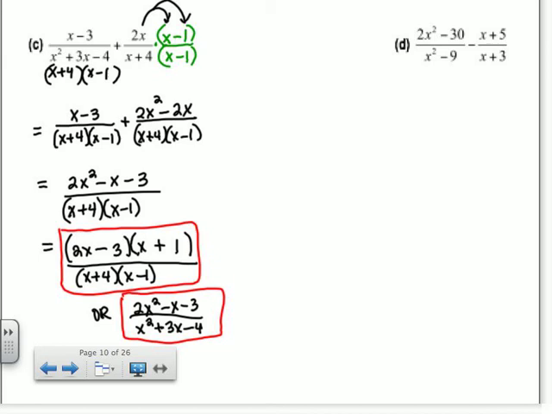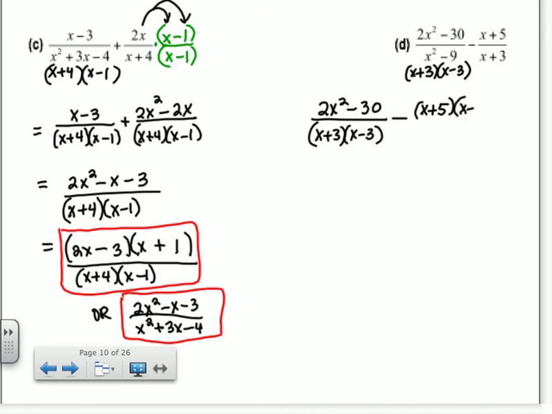So I have 2x squared minus 30 all over x squared minus 9, and then minus x plus 5 all over x plus 3. Okay, so this first denominator is x plus 3 times x minus 3. So that means the second one is missing x minus 3. So you need to multiply the second fraction by x minus 3 over x minus 3. So I'm going to have 2x squared minus 30 over x plus 3 times x minus 3 minus x plus 5 times x minus 3 all over x plus 3 times x minus 3. So I just multiplied the second one by x minus 3 over itself.